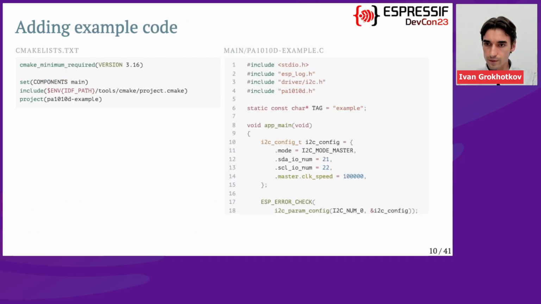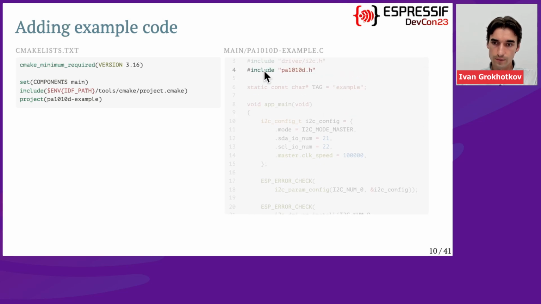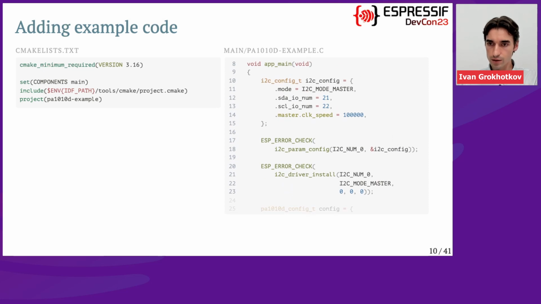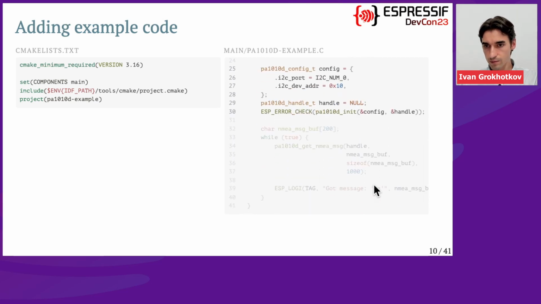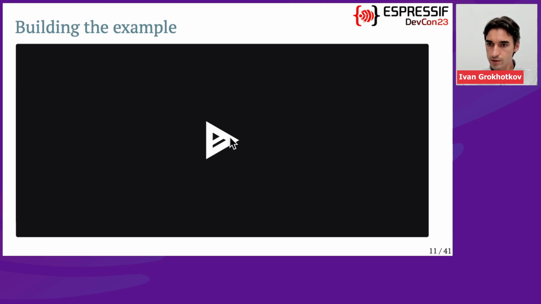After we have added the dependency on the component, we can actually modify the example code. So in this case, in the source file, I'm adding the include for the header file of the driver. Then there is just a simple app main which initializes the I2C driver, and then I'm initializing the P810D driver, and finally there is a loop where we're just going to be reading the NMEA message from the driver and printing the message to the console. So now that we have everything put together, let's try to build and run the example.